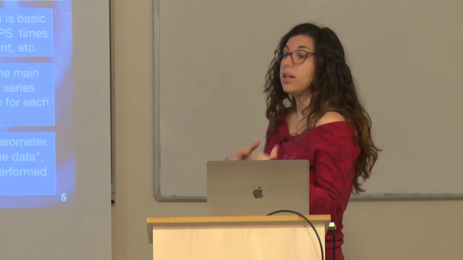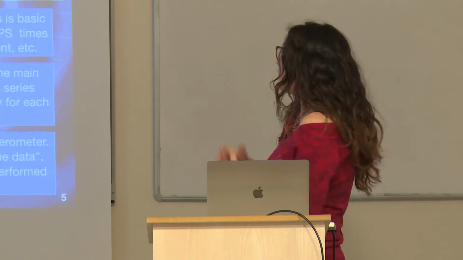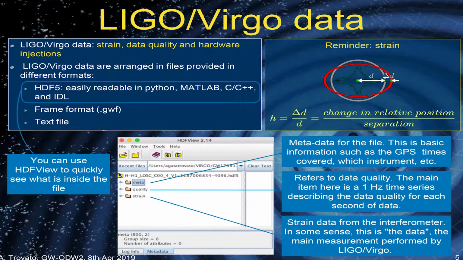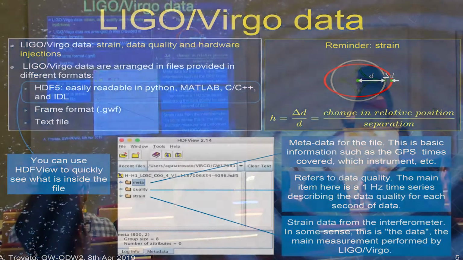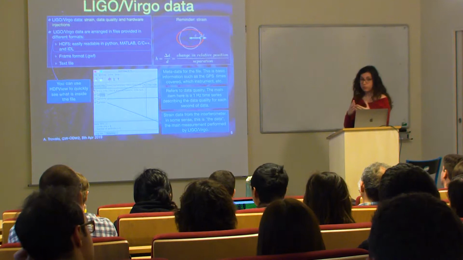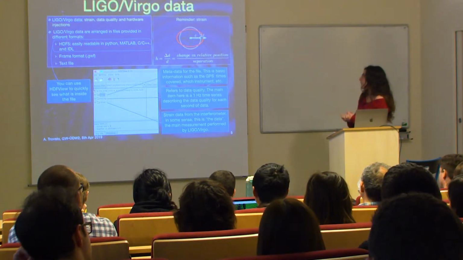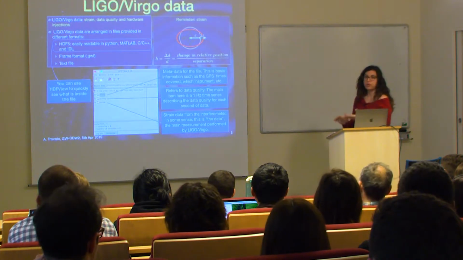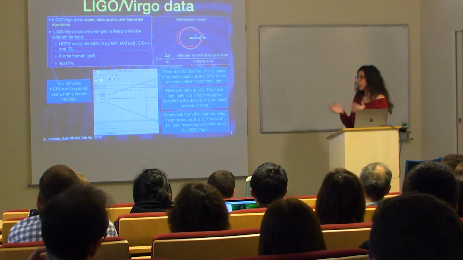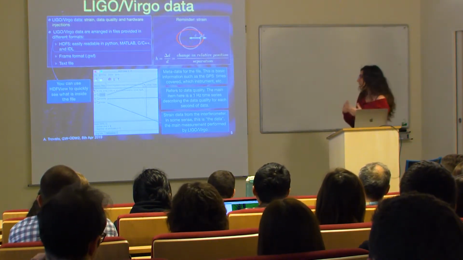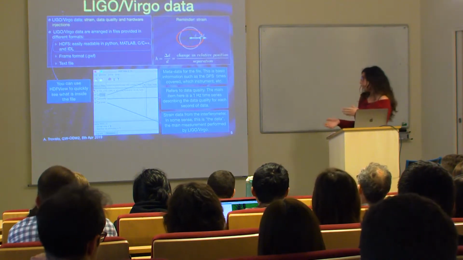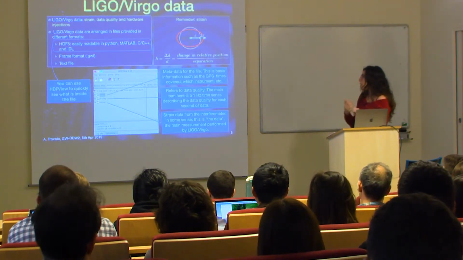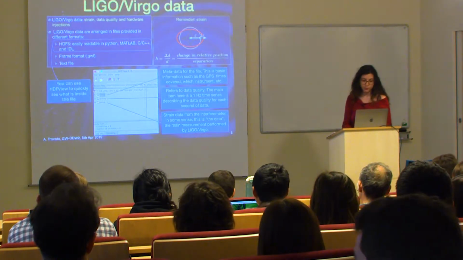Then there is the quality, as I said, of the data. And the quality is sampled at 1 Hertz. So you have one piece of information per second that describes the data quality of the strain. And then you have the strain itself that can be sampled at different sampling rates. I will mainly use 4 kilohertz, but recently we have released also 16 kilohertz data.